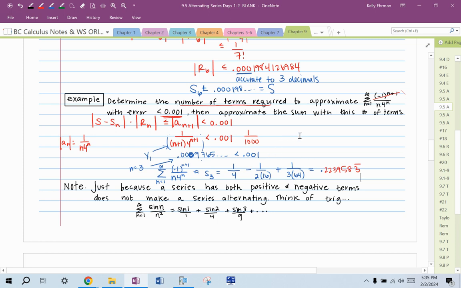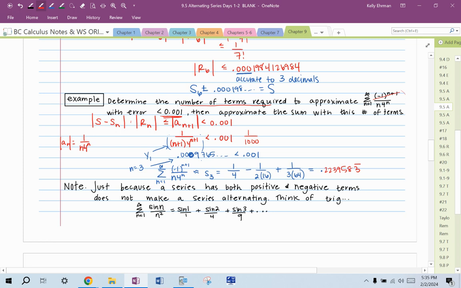And remember not to be tricked by trig stuff. So just because a series could have positive and negative terms does not mean it's alternating. Alternating literally has to be one term is positive, one term is negative. The next term is positive, the next term is negative. It can't be a few positives in a row and a few negatives.